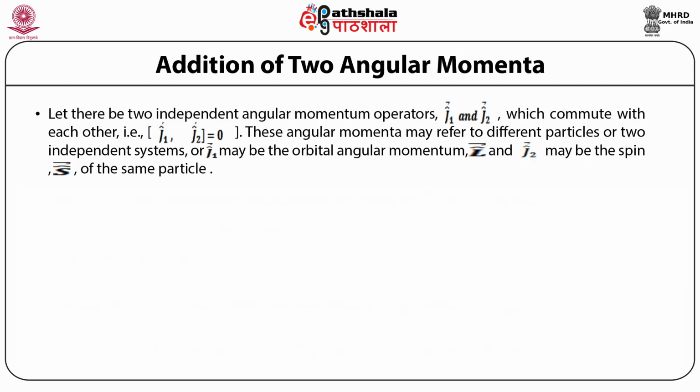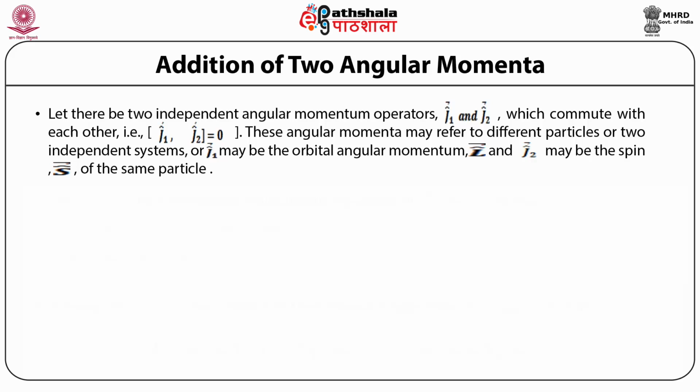Or if we expand this relation, what we get is J1 J2 minus J2 J1 is equal to 0. These angular momenta may refer to different particles or to independent systems, or they might refer to the two different angular momenta that exist in the electron, that is the orbital angular momentum operator L and the spin angular momentum denoted by operator S. So operators J1 and J2 can represent the angular momentum of two different particles or two independent systems, or even two different types of angular momenta that exist for a single particle or a single electron.